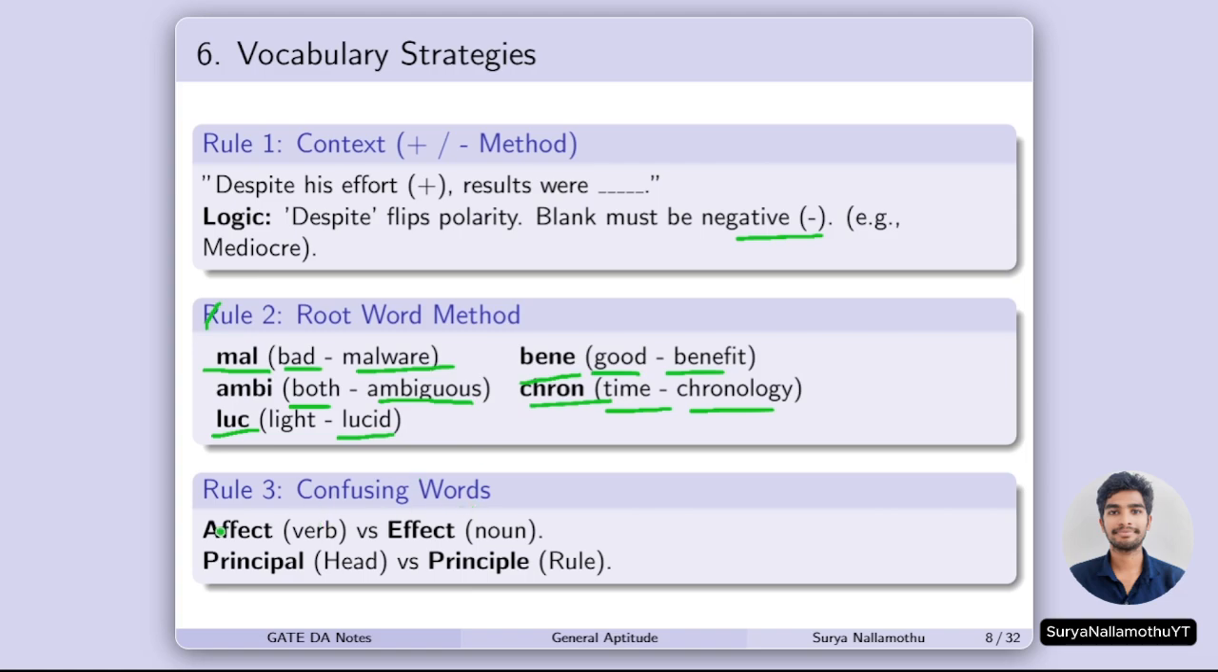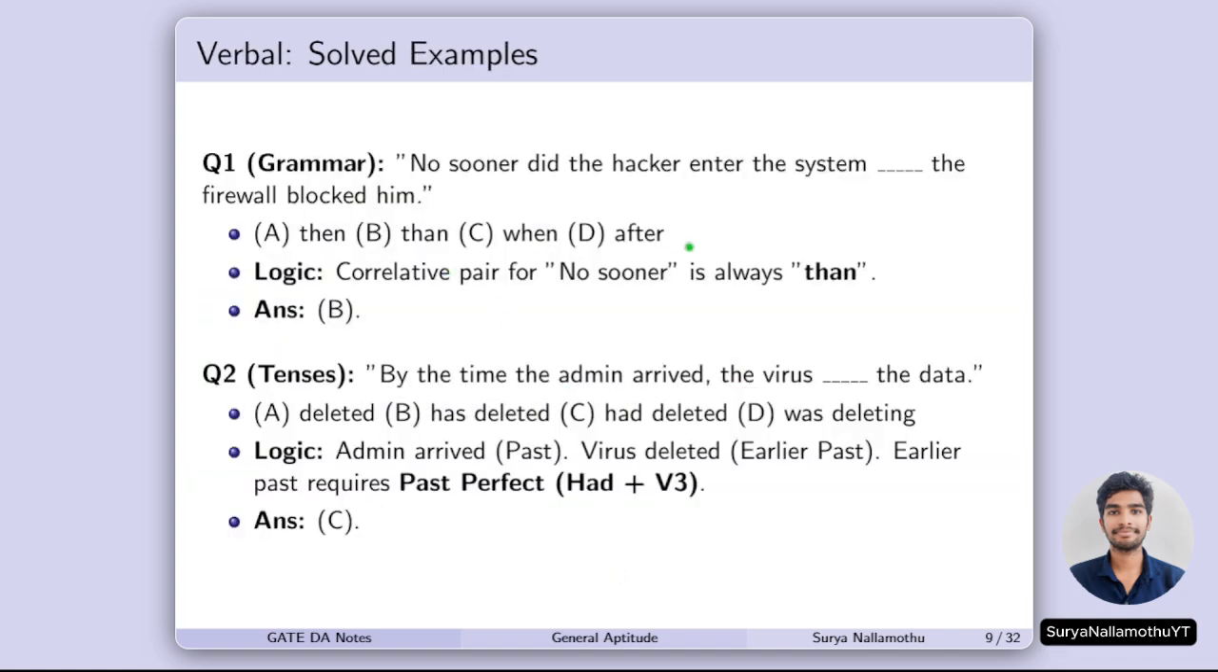And confusing words. We know some words like effect and affect, principle and principal. The effect means something that will happen. The affect means another thing that will happen. These are the differences between those things. And principal means he is the head of the department, and principle means it is some rule. Next, verbal. These are some examples for verbal aptitude.